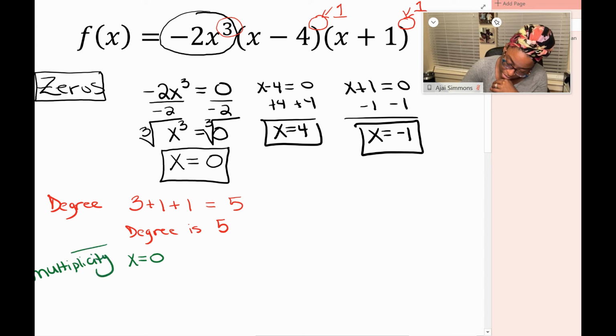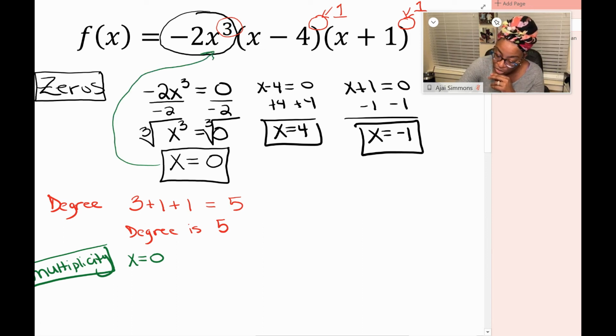This is the multiplicity section. So the multiplicity of x equals 0, if you go back up here to where you have x equals 0 and look at the power that is associated with x equals 0, it's a power of 3. So the multiplicity is going to be 3. The reason why the multiplicity is 3 is because the power was 3.